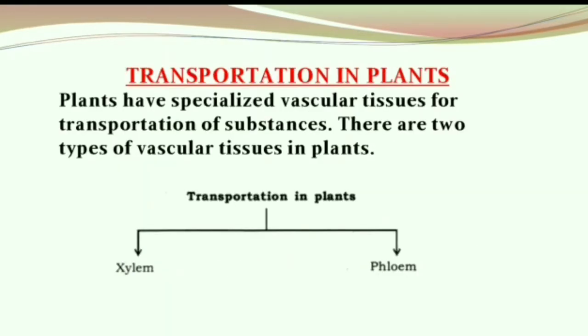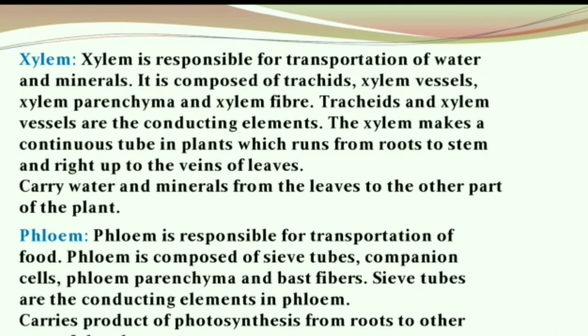Now let's have a quick recap. Transportation in plants occurs through specialized vascular tissues, xylem and phloem. Xylem is responsible for transportation of water and minerals, and these carry water and minerals from the leaves to the other parts of the plant, whereas phloem is responsible for transportation of food, and these carry products of photosynthesis from roots to the other parts of the plant.